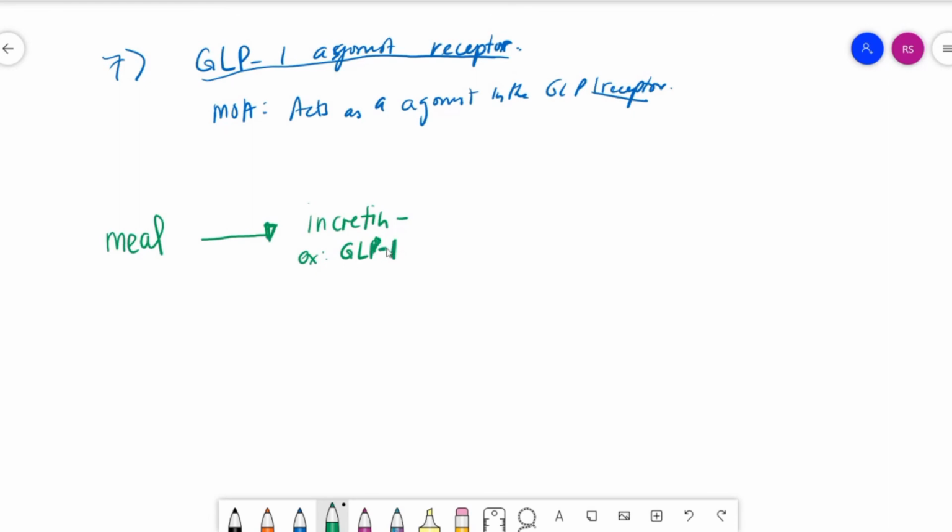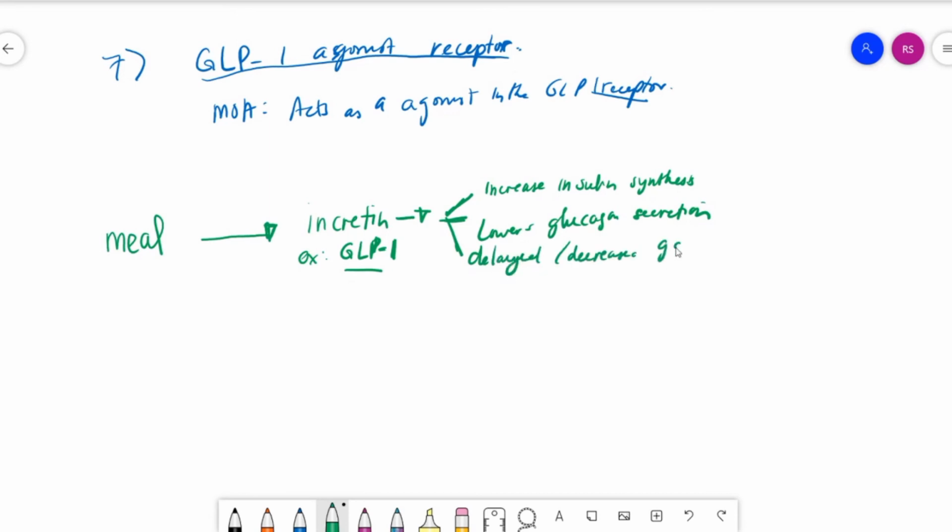So if GLP-1 goes to the receptors in the pancreas, it will produce these three responses. It will increase insulin synthesis, so you will have more insulin in the body, and lower glucagon secretion. And it will also delay or decrease gastric emptying, so you will still feel full. You will not have a rapid rise in blood sugar in your blood.